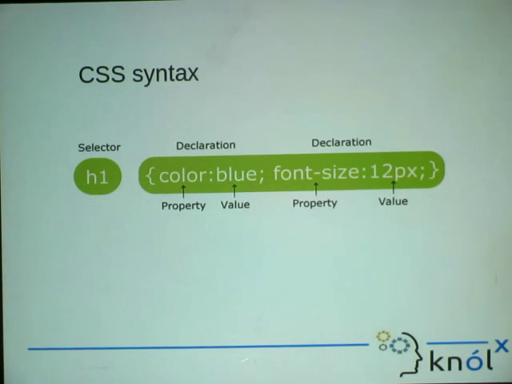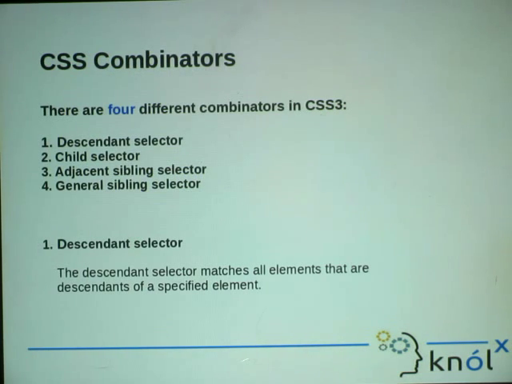P is used for paragraph. Like h1 is a selector, paragraph p is a selector, a is a selector. The combinators tell you the relationship between the selectors and your markup language. Basically, we are very much confused about the combinators.